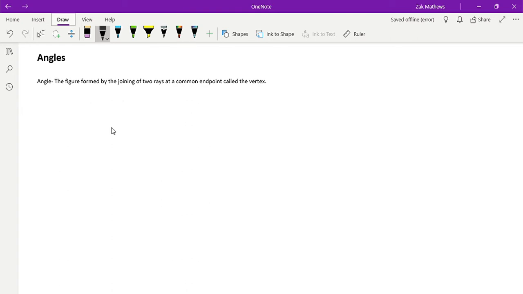In this video, I want to talk about what an angle is. So let's start by defining an angle. An angle is a figure formed by joining of two rays at a common endpoint. That common endpoint is called a vertex. So let me just sketch out an angle.